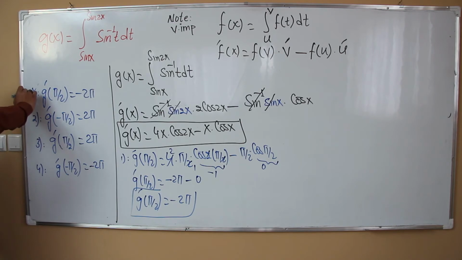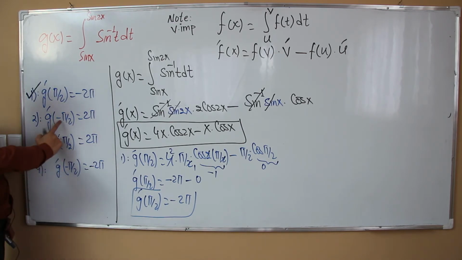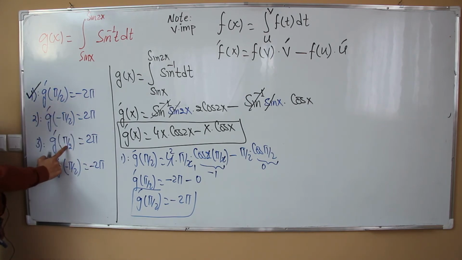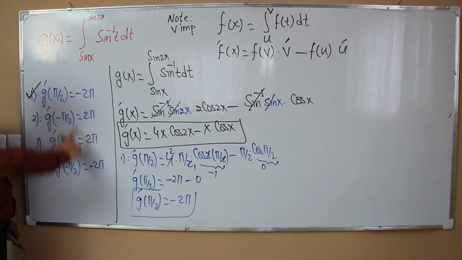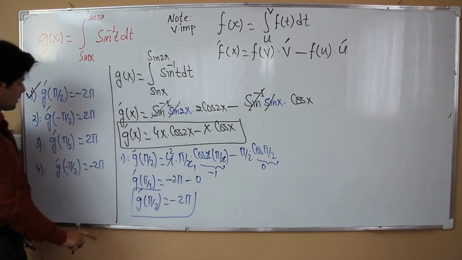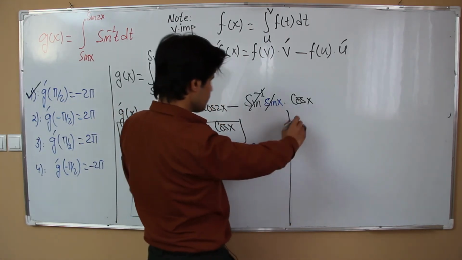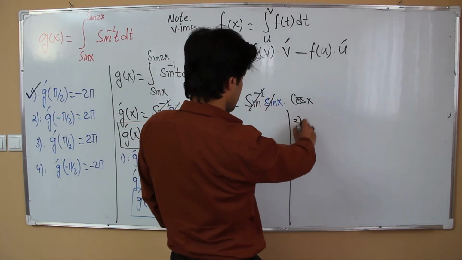Number 1 is correct. Now, you have to check also minus pi divided by 2. Pi divided by 2, pi divided by 2, 2 pi, we have minus 2 pi. Minus 2 pi is correct. Now, you have to check minus pi divided by 2. Number 2, you have to check.